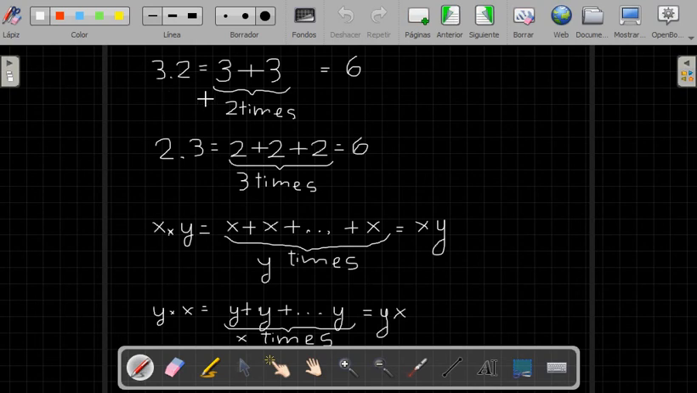3 times 2 is the same as saying 3 plus 3, 2 times, and that's equal to 6. Or, if you wanted to see it differently, 2 times 3 is equal to 2 plus 2 plus 2, 3 times, and that's equal to 6. We already know that. Instead of adding, for instance, 9 plus 9 plus 9 plus 9 plus 9, etc., we just say 9 times 9 is 81.